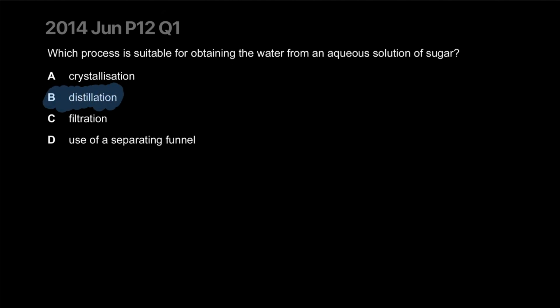Crystallization is more of a case where you lose the water but you obtain the sugar, right? Because you'll get sugar crystals. Filtration: sugar is soluble and will not separate. And separating funnel, what good will that do? But okay, distillation is it.